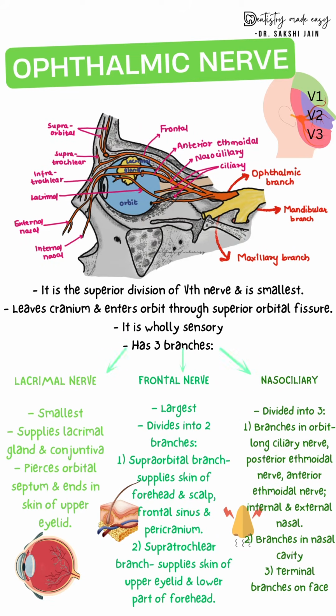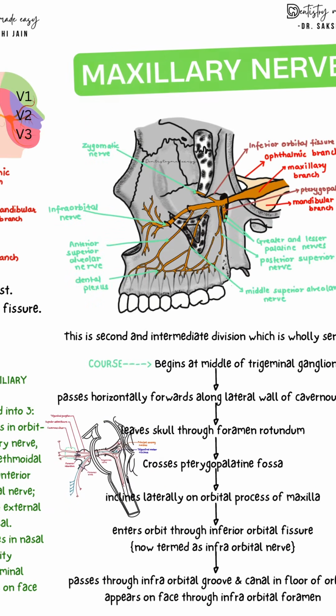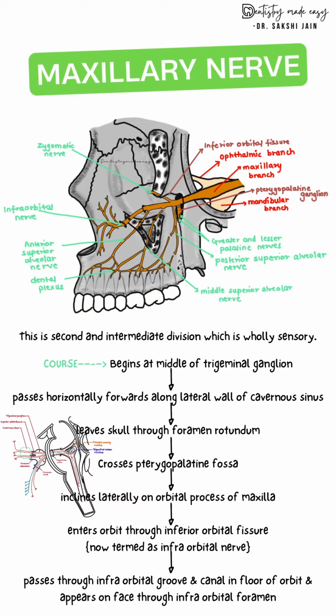And the nasociliary nerve is divided into three main groups of branches: the branches which go in the orbit, branches in the nasal cavity, and some terminal branches which go on the face. The branches in the orbit are the long ciliary nerve, posterior and anterior ethmoidal nerve, and internal and external nasal nerve. The next nerve is the maxillary nerve. It is the second and intermediate division and again it is completely sensory.